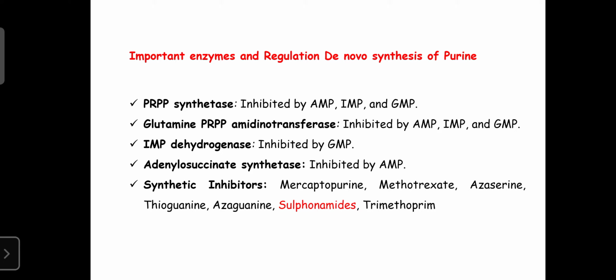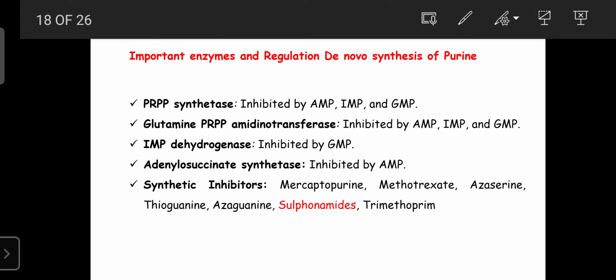Another enzyme that plays an important role in the de novo synthesis of purine is the glutamine PRPP amidotransferase enzyme, and this enzyme is inhibited once again by AMP, IMP and GMP. Another is the IMP dehydrogenase enzyme, which is inhibited only by GMP. Another enzyme important in the synthesis of purine is adenylosuccinate synthetase, and it is inhibited by AMP. Then there are certain synthetic inhibitors, or drugs.